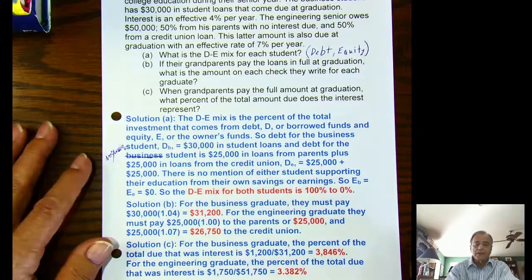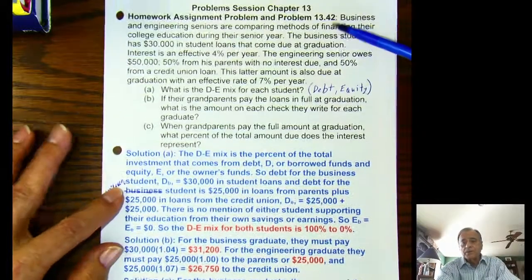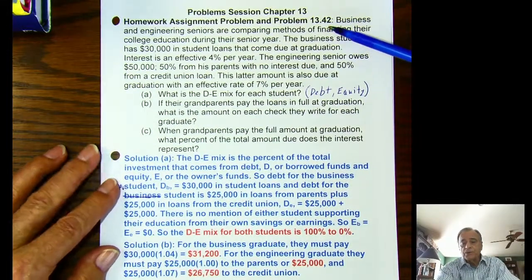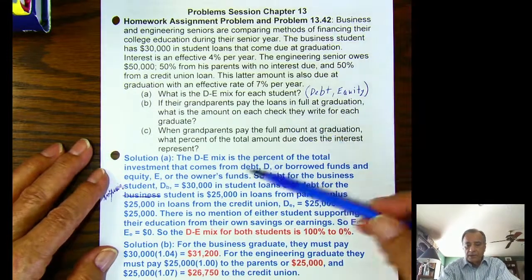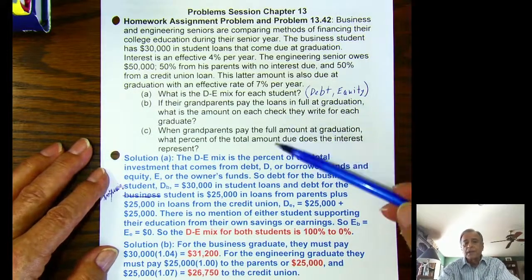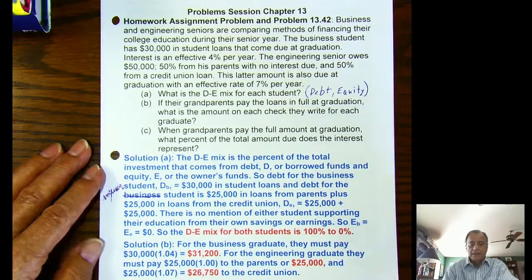So that's the problem. At the end of the chapter, this is problem number 3.42, and it's one of the homework problems, but I think I was able to delete parts B and C, and I think you're only going to answer part A. That's my guess.